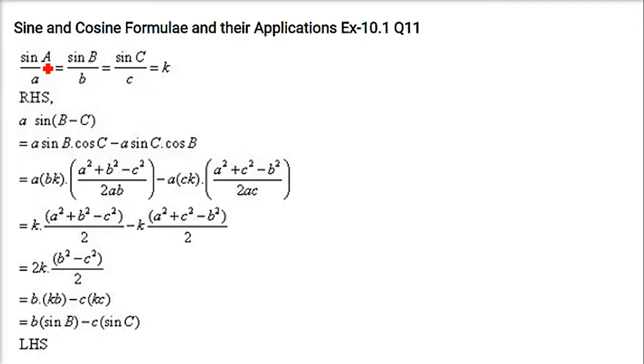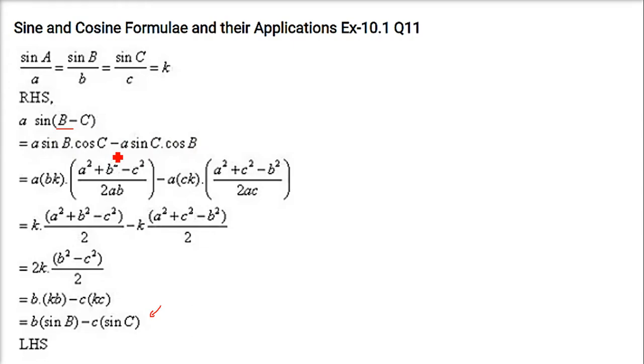Now here we have sin a by a equals sin b by b equals sin c by c equal to k. Now we have to prove this: a sin(b minus c) equals b sin b minus c sin c. So how do we prove this? First of all, this sin(b minus c), open the formula. That is sin b cos c minus cos b sin c.